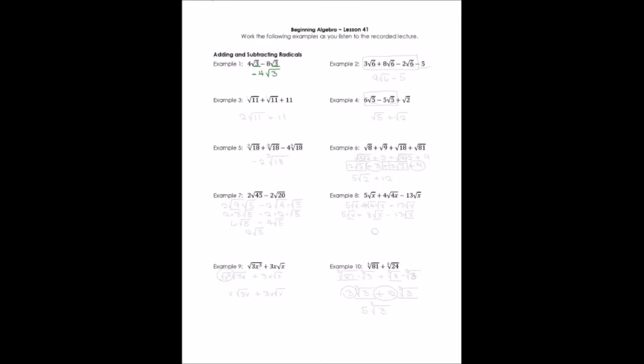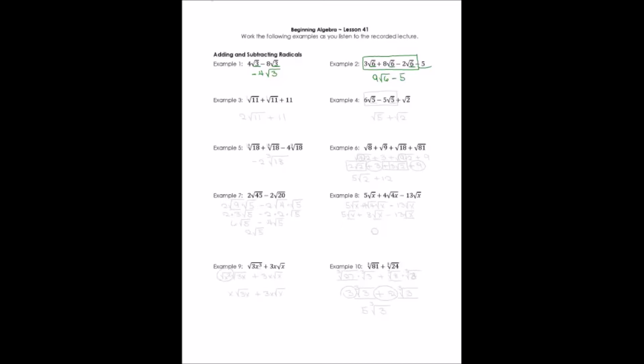In example 2, we're looking for like terms again. We have 3 times the square root of 6, 8 times the square root of 6, minus 2 times the square root of 6, and then we have a minus 5 that doesn't have any square root of 6. There are 3 of these terms that we can combine. We'll add the coefficients out front. 3 plus 8 is 11, minus 2 is 9, so we have 9 times the square root of 6, and then we just have to bring down our last term that doesn't match anything, our unlike term, it's minus 5.